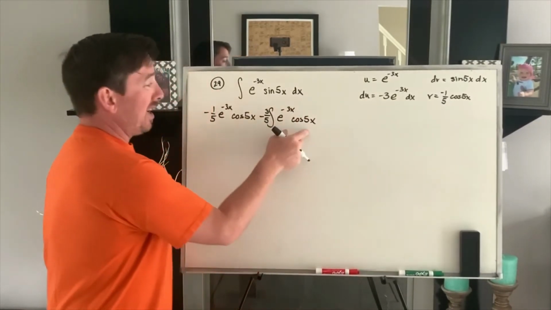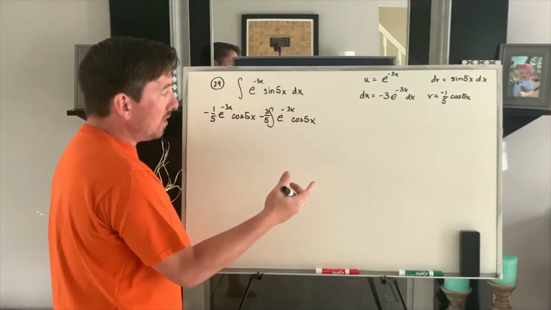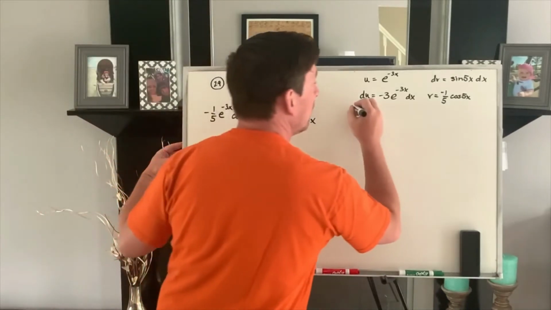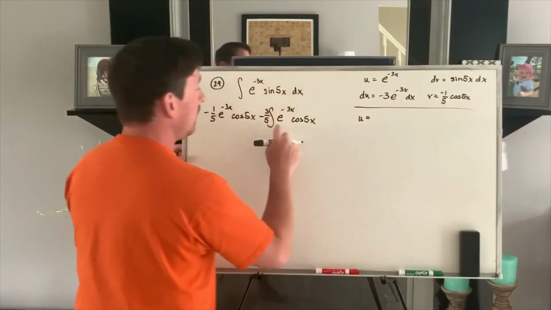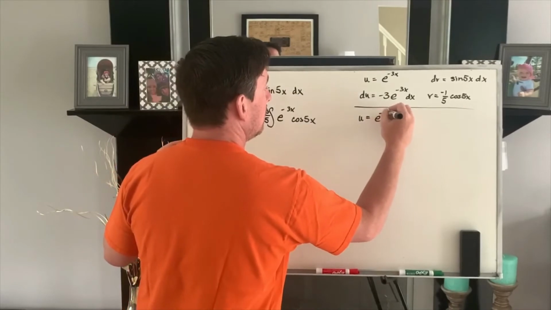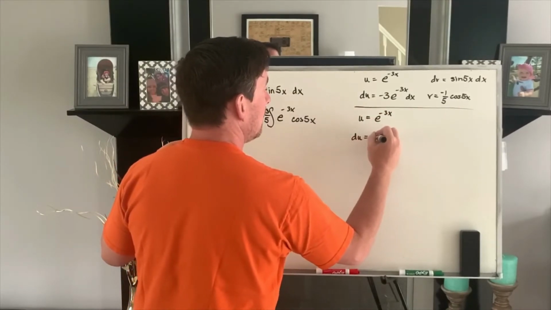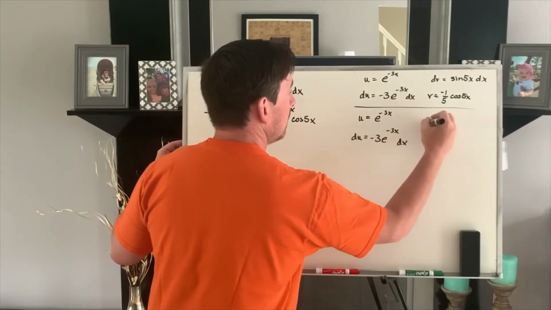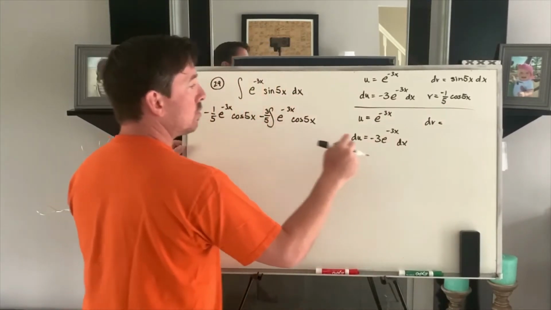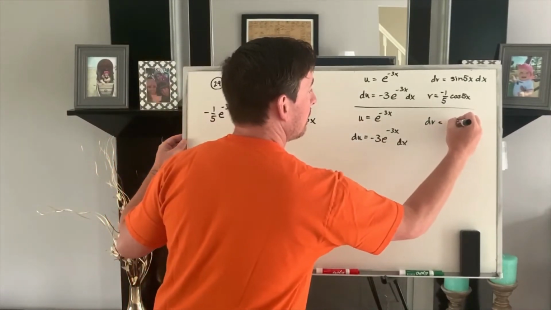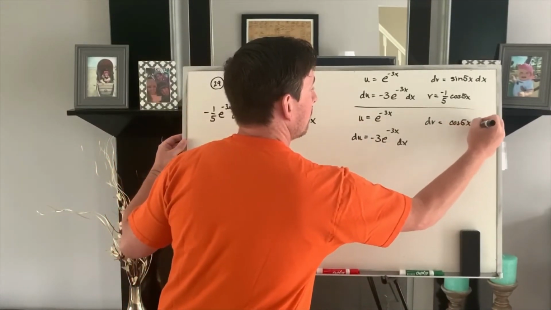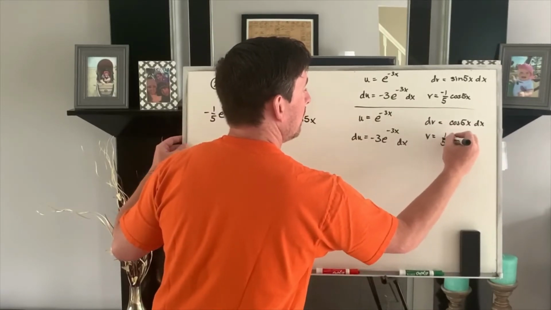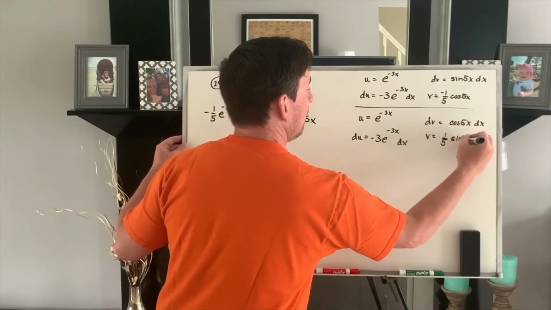Okay. Kind of looks like what we started with. It's another problem that requires parts. So we're just going to start over and let u equal the exponential part. So du will be negative 3e to the negative 3x dx. dv is the trig part, cosine 5x. So v must have been, let's see, 1/5 sine 5x.